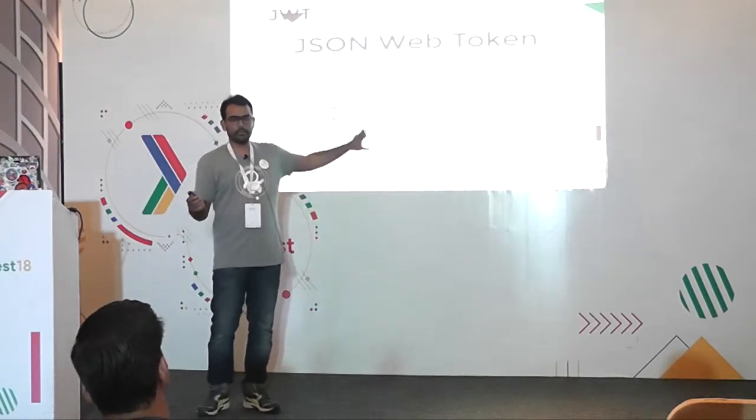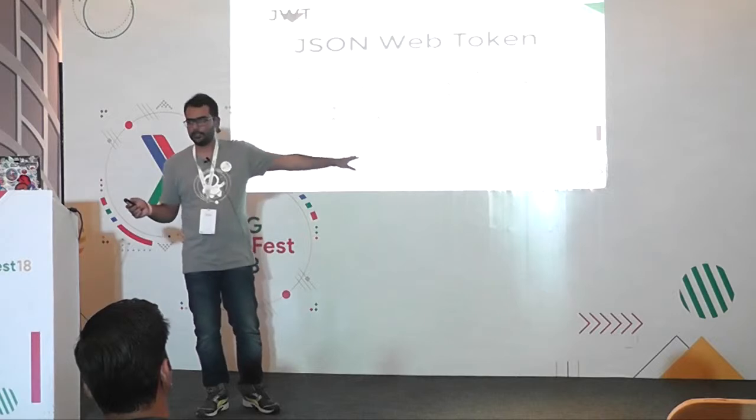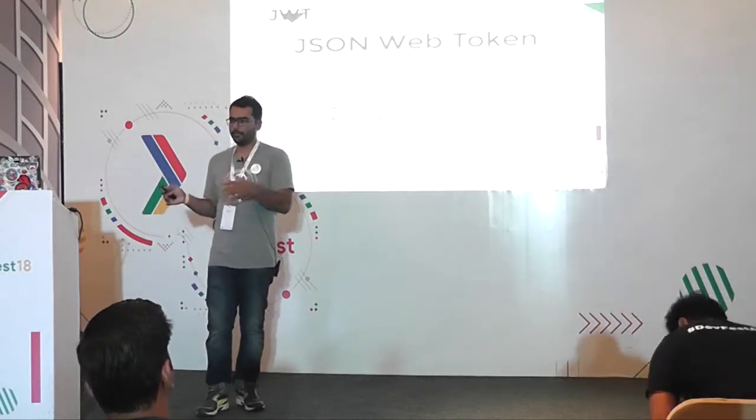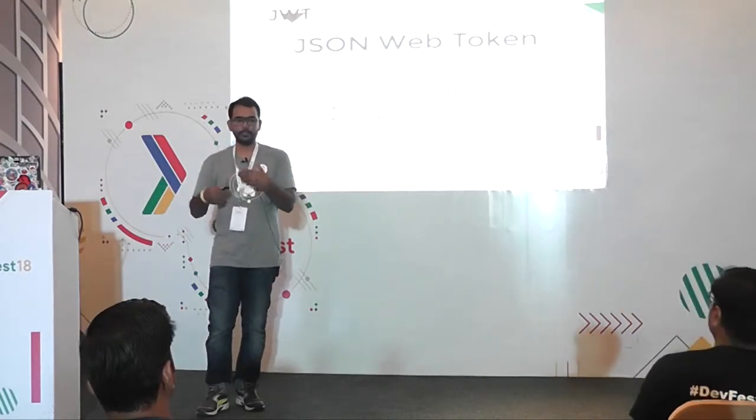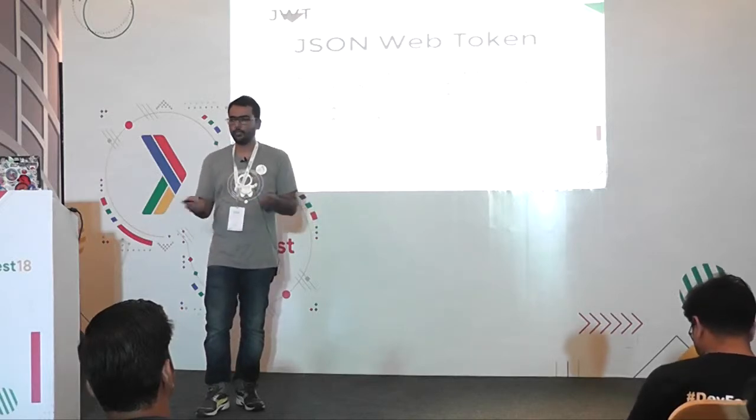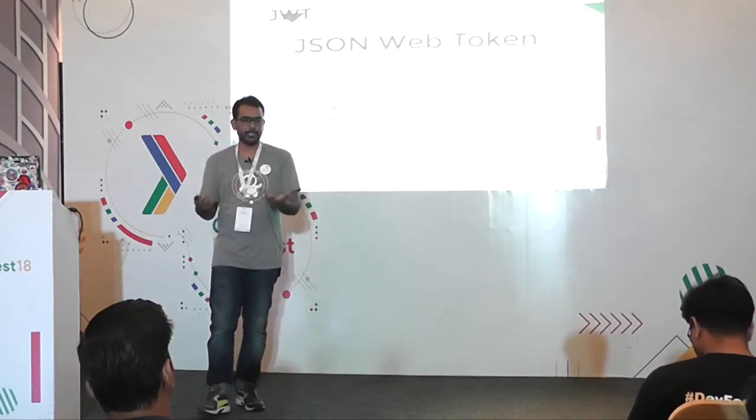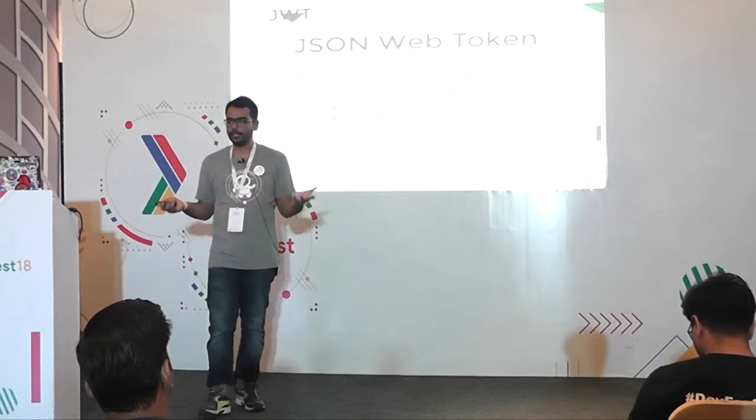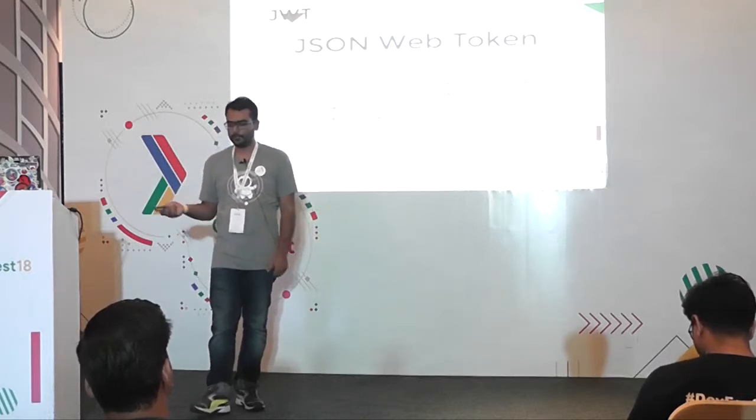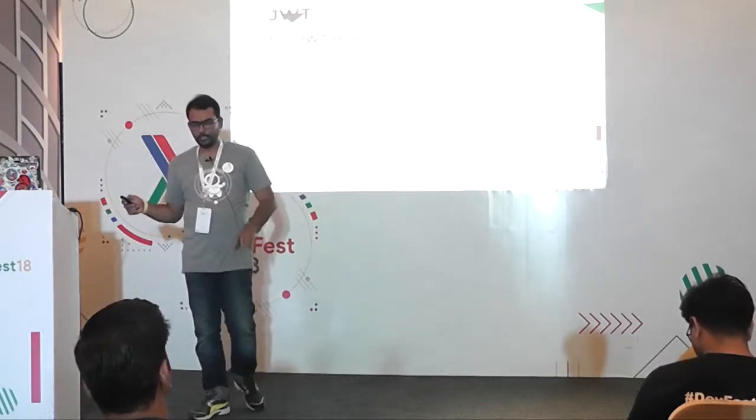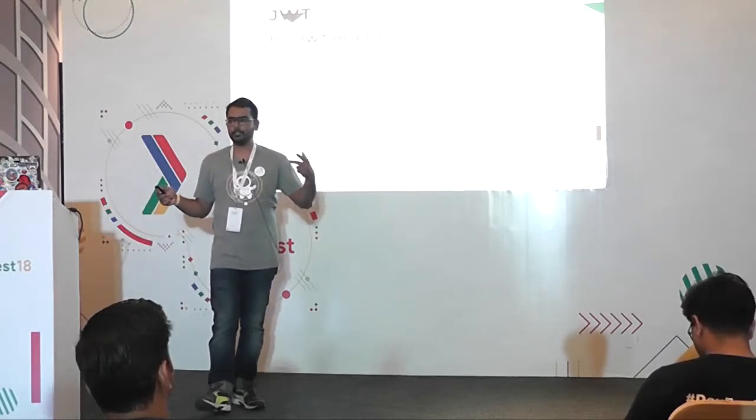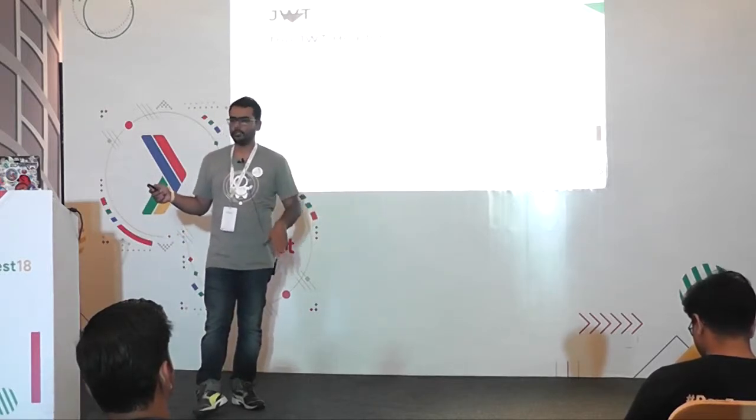A JSON token somewhat looks like this. This is a basic JSON token, which you will be using when you need to authenticate your API. How we'll do that, we'll see in a bit. First of all, I said JWT consists of three parts: header, payload, and signature.